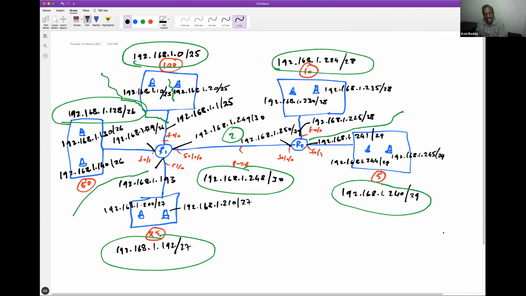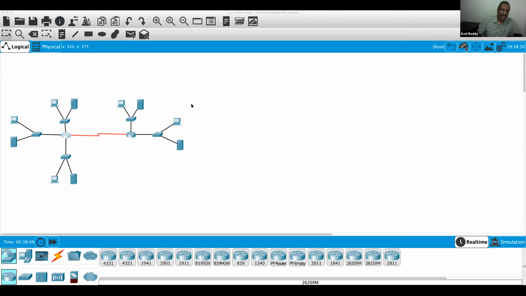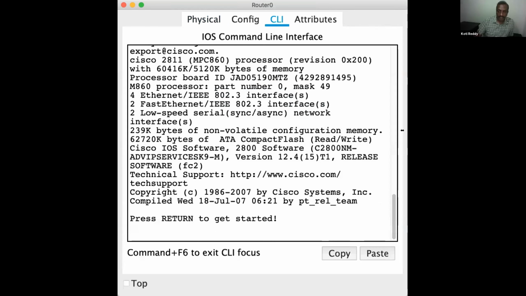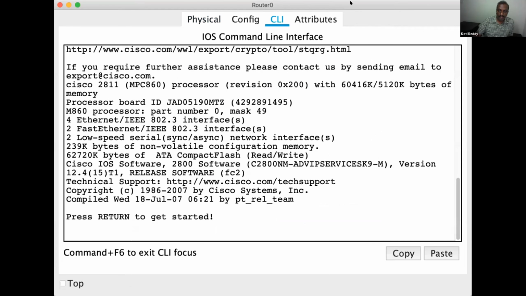Now let us assign these IP addresses to the routers R1 and R2, and then, as we did yesterday, let's confirm whether they are really mutually exclusive or not. So for that, I go to the Cisco Packet Tracer here. I go to the first router. So let me give the IP addresses now.